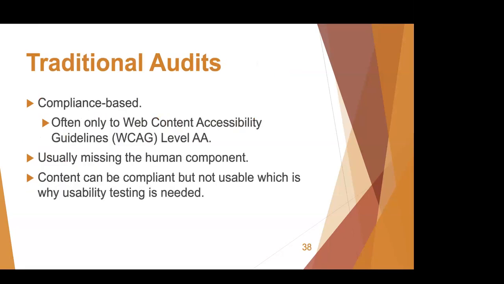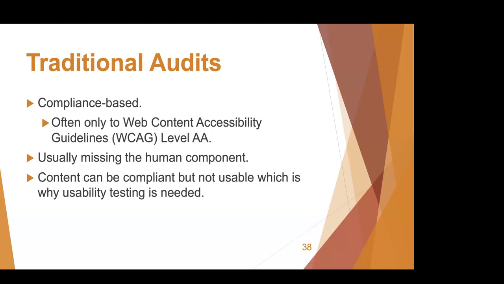So what are traditional audits? These are usually compliance-based. In other words, you're testing against the WCAG standard to see if the web page complies with that standard or not. Usually it only goes up to WCAG level AA instead of AAA. This is really missing a human component. So people who do code review of web pages may say that something is compliant, and maybe it is compliant, but content can comply and still not be usable. So it's really important to have some user testing to ensure that things can actually be used effectively and that they aren't just technically accessible, but are truly usable and accessible.